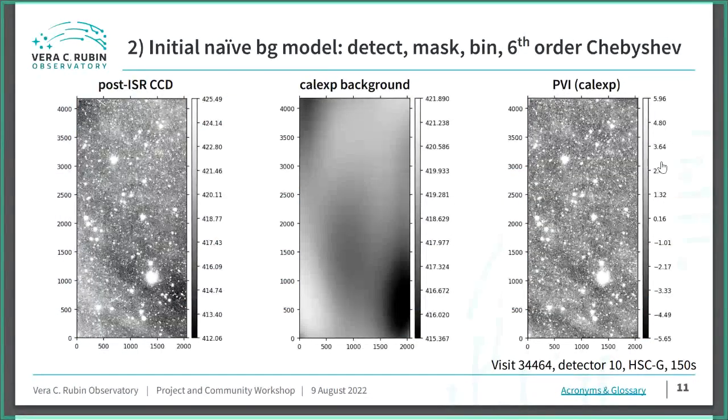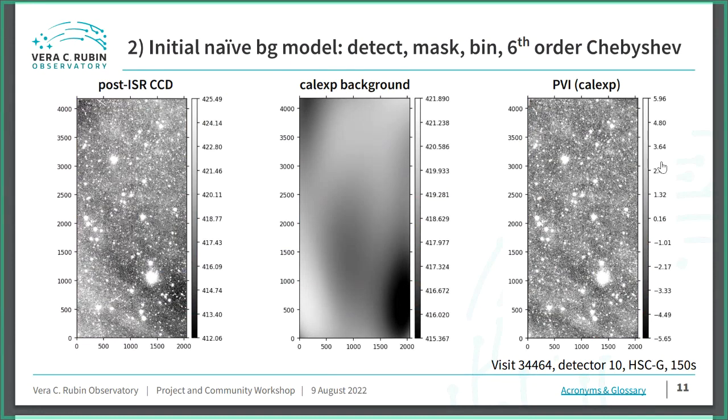So the post-ISR CCD comes out. This image is binned up. Detected sources are masked, and then a sixth order Chebyshev polynomial is fit to the remaining pixels to generate a background map. That's a process that will be familiar to many people in the room, I'm sure. The background model is subtracted from that image to produce what's known as a PVI, a processed visit image, and you may hear us refer to that as a CalExp, a calibrated exposure. PVI is the official name. So that's the end of the line for single frame imaging for your source catalogs. If you're looking at source level imaging, that's the data that you'll have access to.